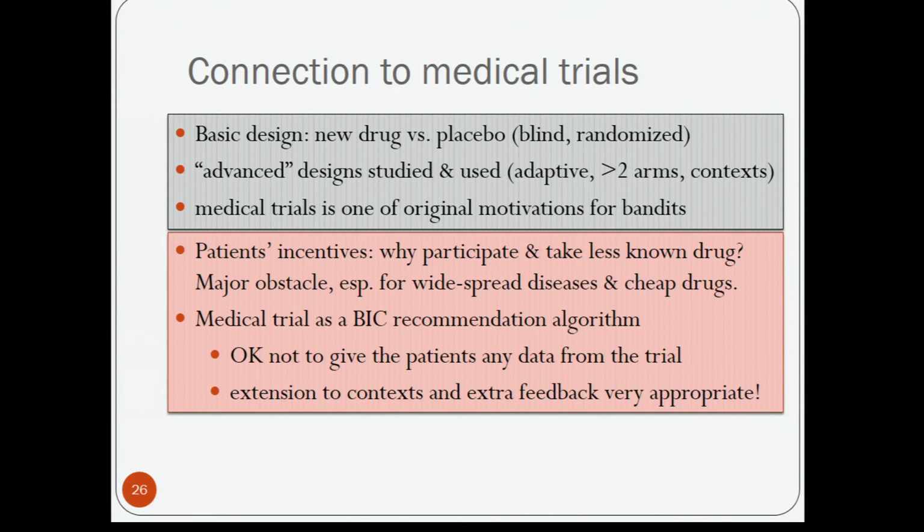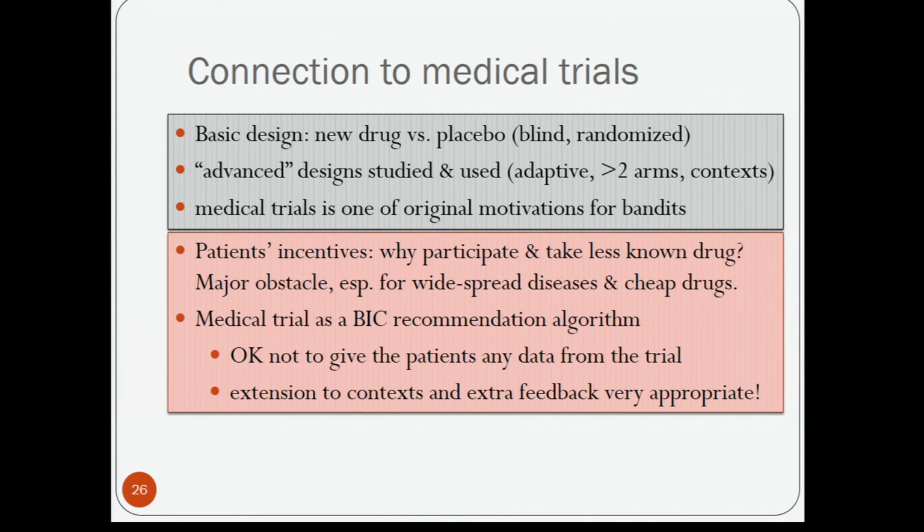So conveniently, it is okay in the practice of medical trials not to reveal to the patients any information about the current state of the medical trial, which kind of matches our setting. We don't want to reveal anything that we don't have to reveal. And actually, it is very important to prevent selection biases in the medical trials. Like the best practices guide is very, very clear on that.